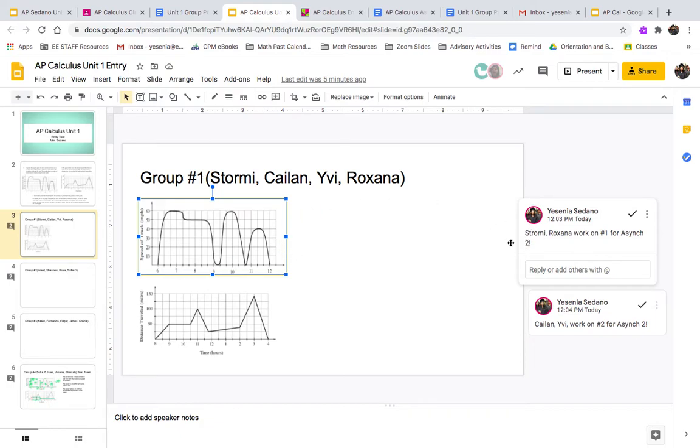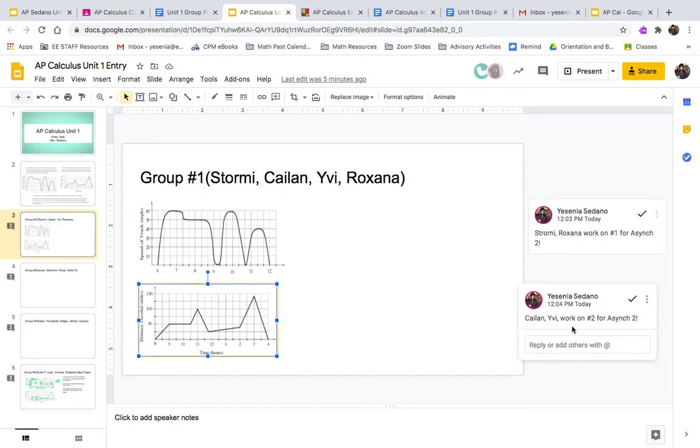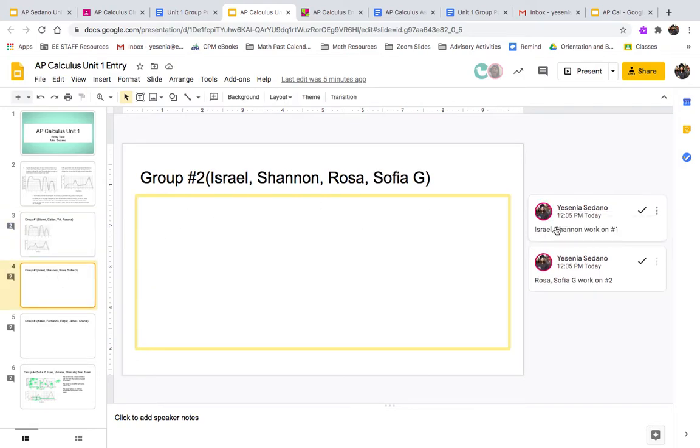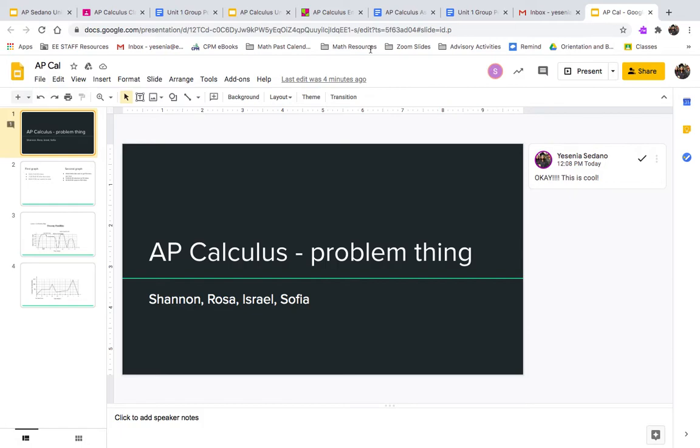I'm going to split it up. For example, the first group will be working on number 1, the second group will be working on number 2, and you're going to also put in some bullet points. Same thing here. I went ahead and divided the work up for you, so go ahead and get your work down here, except group number 2.